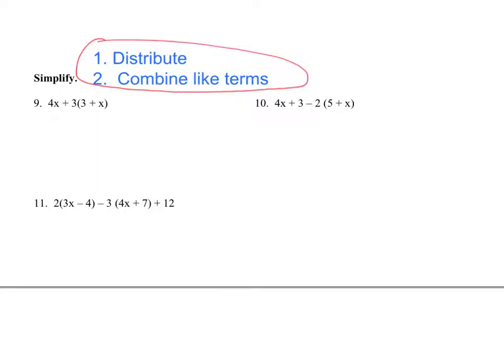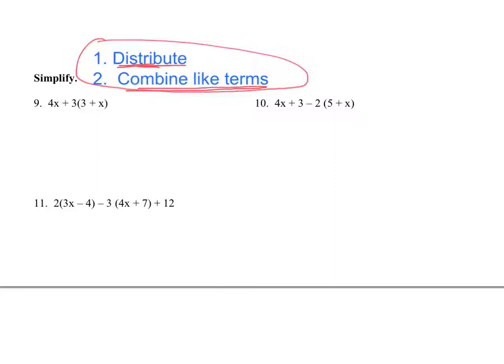All right, this last video for 1.4, we're going to combine the elements of the last two videos. In the last two videos, we went over like terms and distributing. We're going to do both in this one, but the order is very, very important. In math, we always follow PEMDAS. Since multiplying comes before adding or subtracting, distribute is going to come before combining like terms, because combining like terms, you either add or subtract. Distribute, you multiply. So I'm going to do 9 and 10.